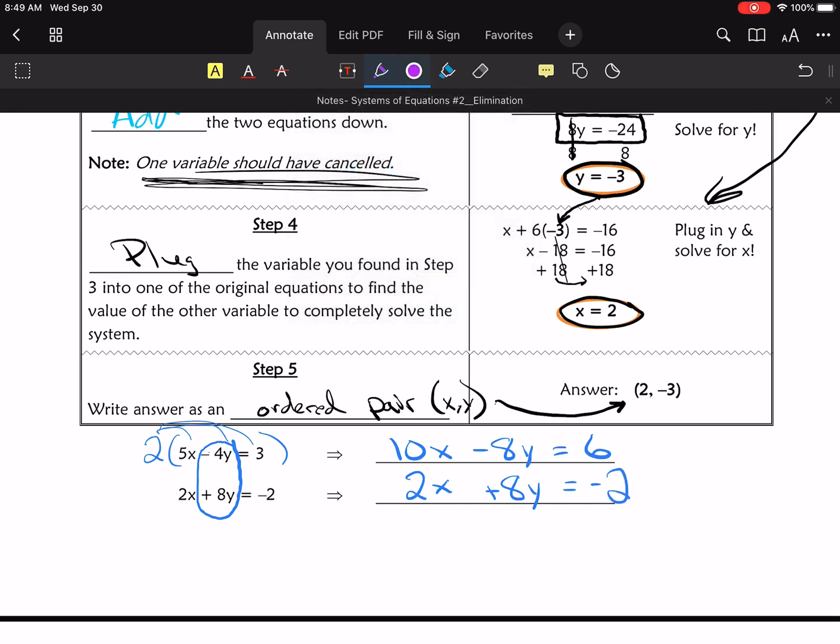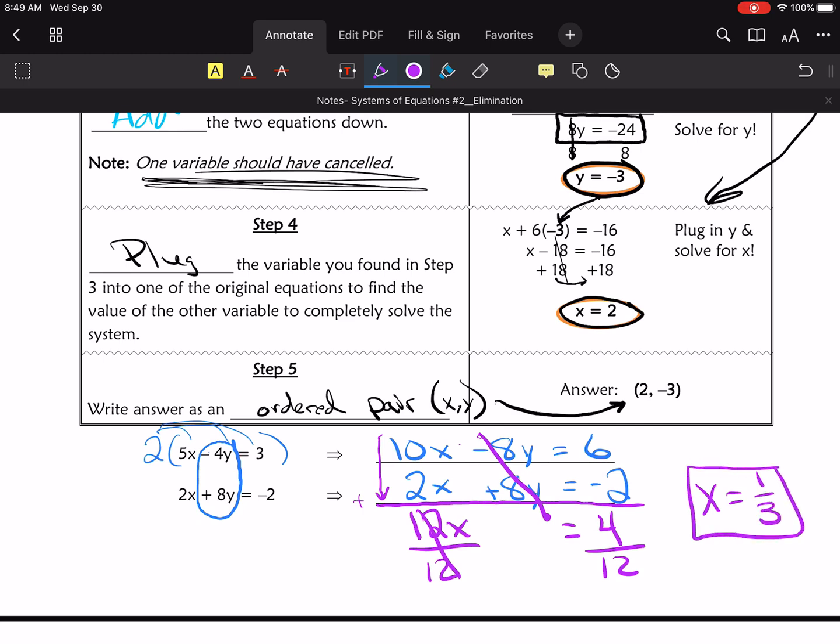Now if I look and I start adding up my columns here, right? So we add down. So 10x plus 2x gives me 12x. -8y plus 8y cancels. And then 6 minus 2 gives me 4. Final step, I'm going to divide both sides by 12. And I get x equals 1/3. Okay.